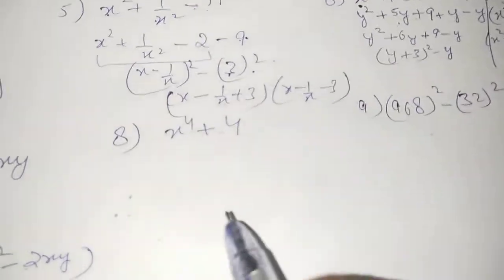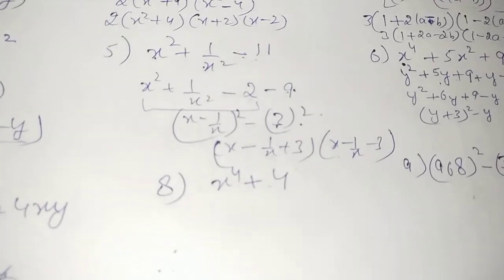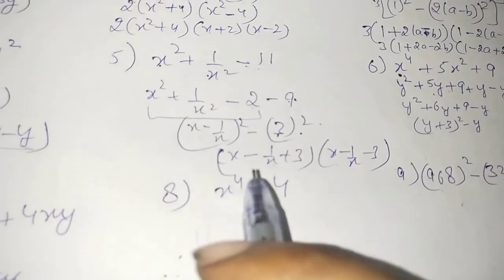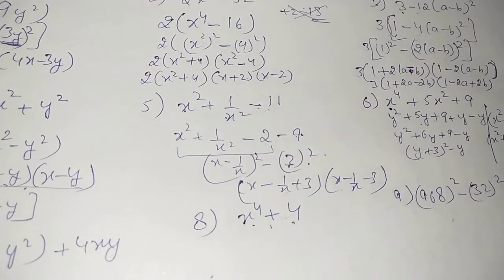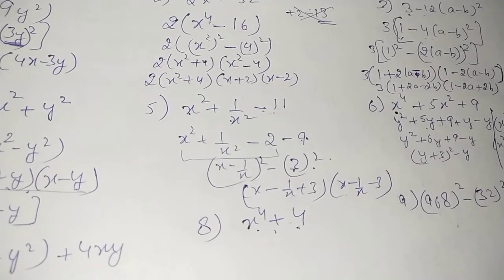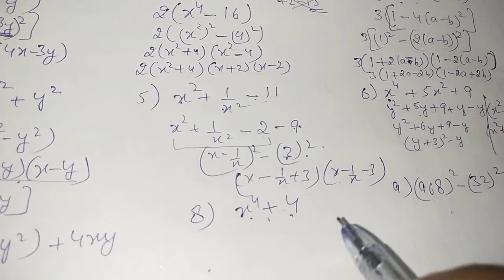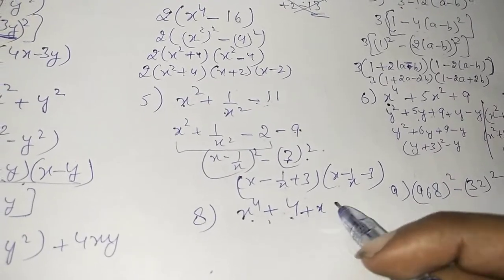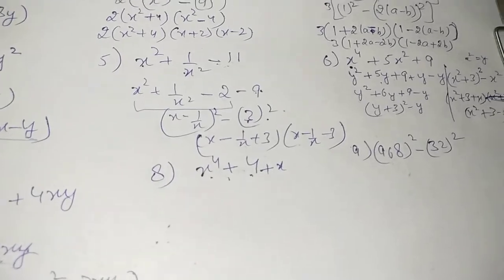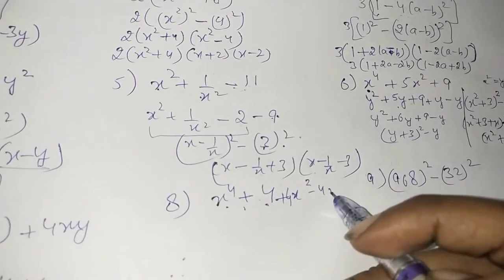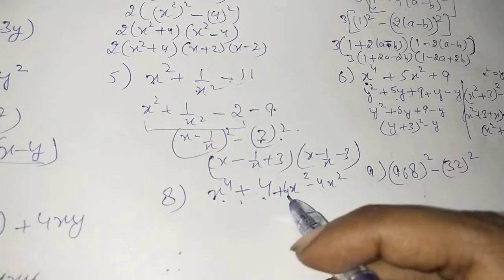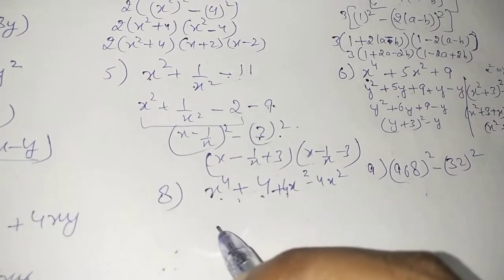Alright, okay, let's take this one, x to the power of 4 plus 4. We know that we have an identity that exists for a square minus b square, not for a square plus b square. So what do we do? Let's try to convert it into a whole square form, that is by adding 4x square and minus 4x square, because that will be the term for the x squaring part.